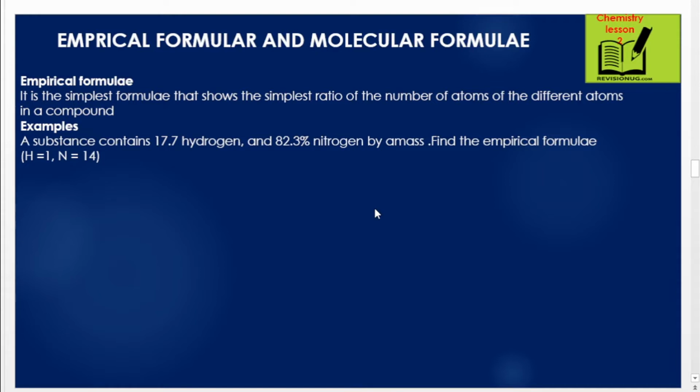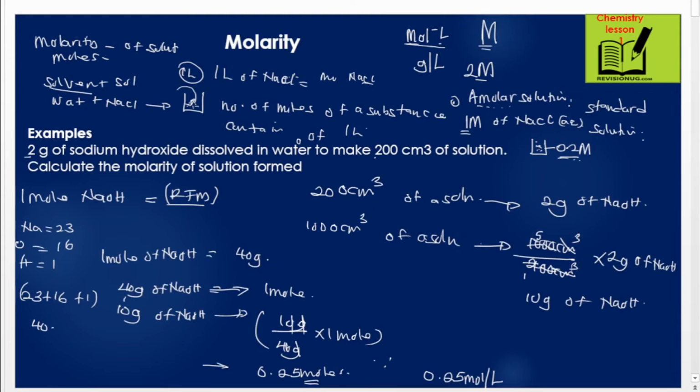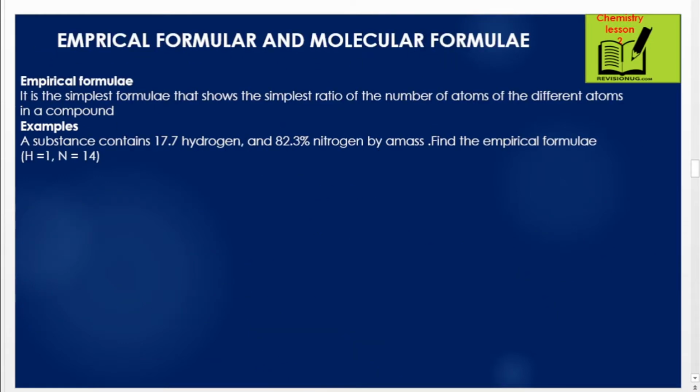Let us get started. This is our lesson number 2 under mole concept, and in today's lesson we are going to look at the empirical formula.